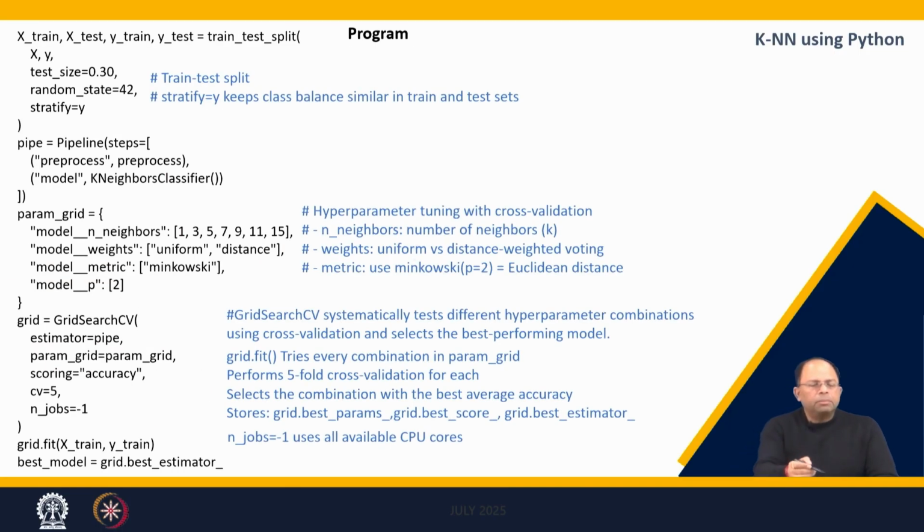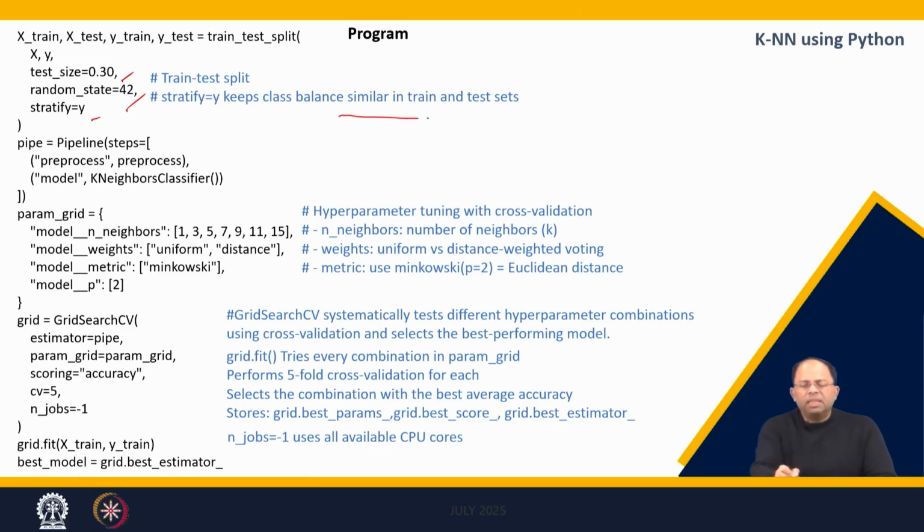Then we are splitting the data for train and test as we have done earlier. So 0.30 is taken as the test size, so that means 30% will be reserved for testing. Random state remains as 42, and stratify equal to y.